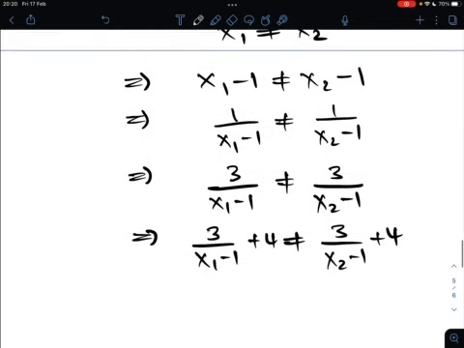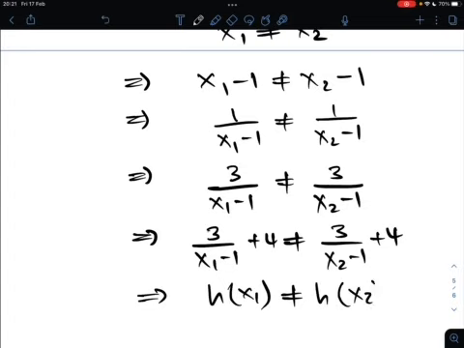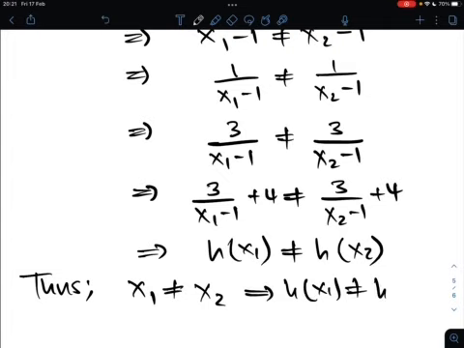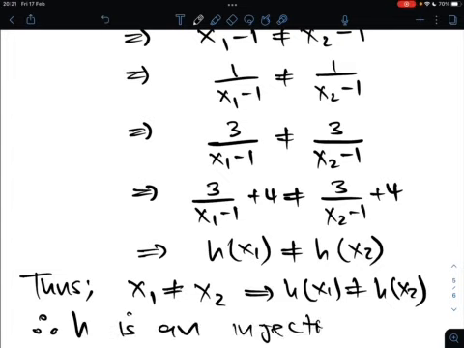But if you look at what we have created here, we can see that what we have here is just h of x1, implies h of x1 is not equal to h of x2. So thus, we can see that x1 not equal to x2 implies h of x1 is not equal to h of x2. Therefore, h is an injection. You see, so that's what we mean by injectivity.